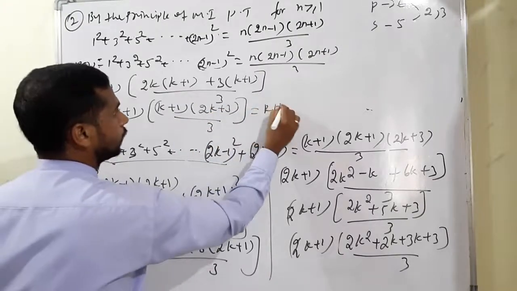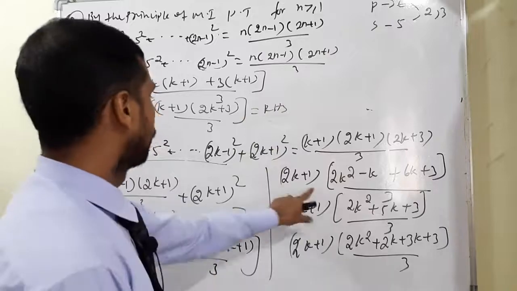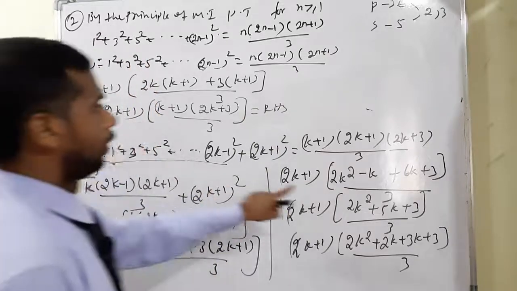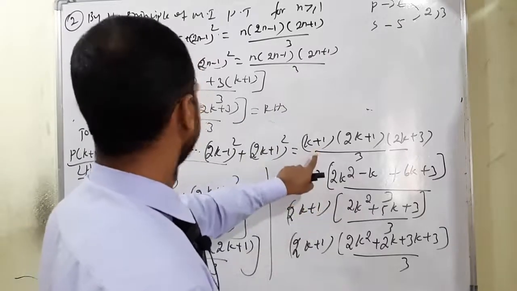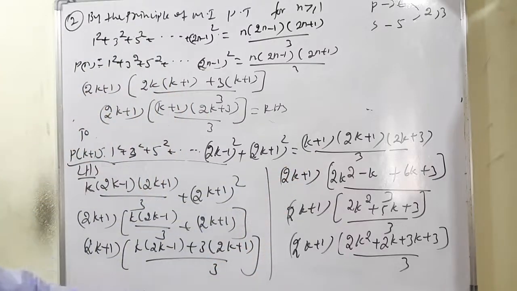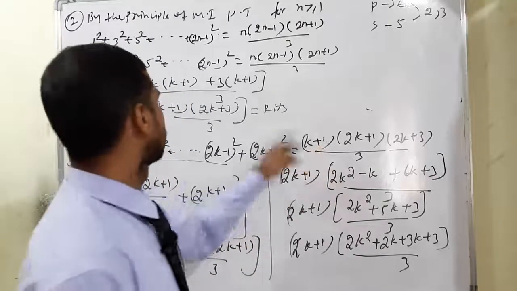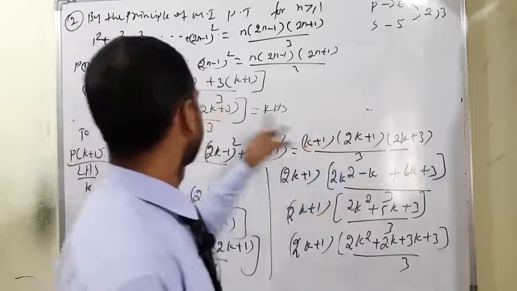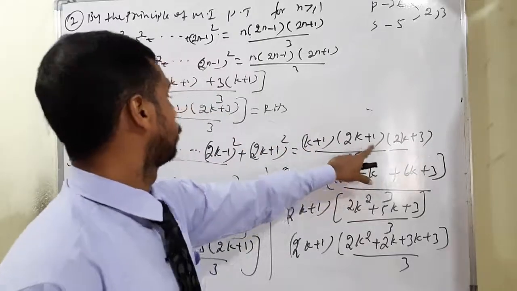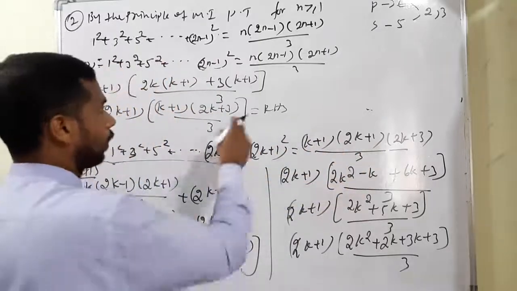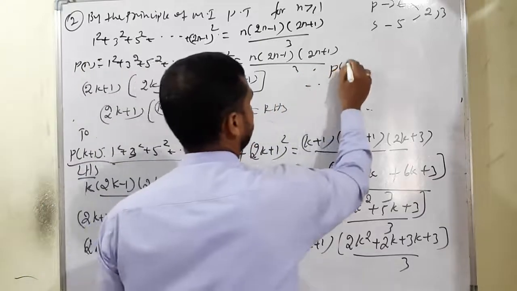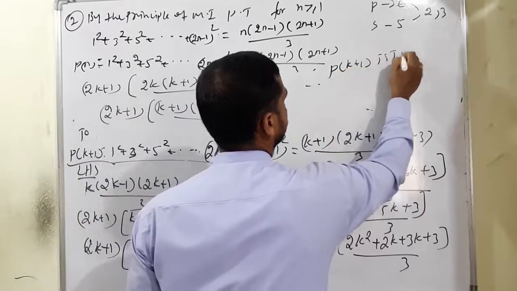This is called RHS. What is the RHS term? 2k plus 1. Then, where is our RHS term? Yeah, sorry, here. k plus 1 is there, then 2k plus 3 there, then another one, 2k plus 1 divided by 3. This is called RHS. Therefore, we can say P of k plus 1 is true.